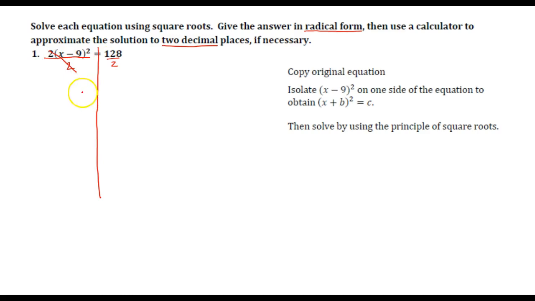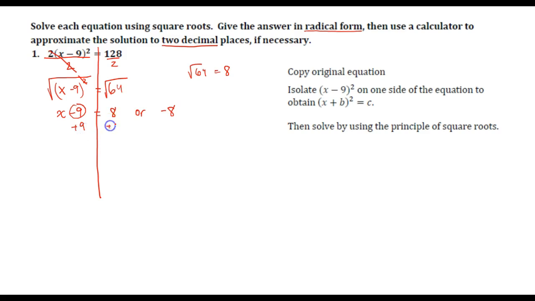And I'm left with x minus 9 squared equals whatever 128 divided by 2 is. So pause if you need to and work that out. And that would be 64. So again, we're going to go ahead and square root to get rid of that exponent. And I'm left with x minus 9 equals the positive, if I square root 64, that would be 8. So I have a positive 8 or negative 8, right? And what is the opposite of a minus 9?